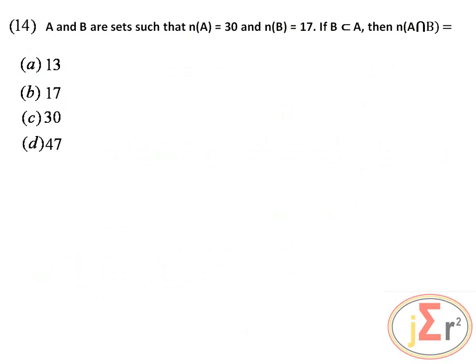A and B are sets such that n(A) is equal to 30 and n(B) is equal to 17. If B is a subset of A, then n(A intersection B) is equal to, so we need to find the number of elements in A intersection B given the set of circumstances that we have right there.